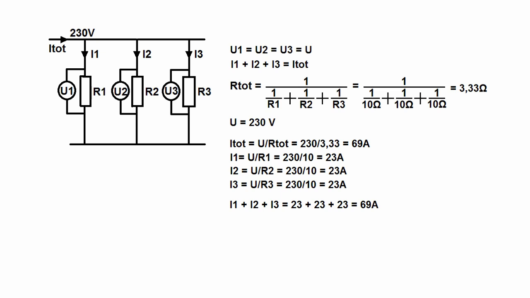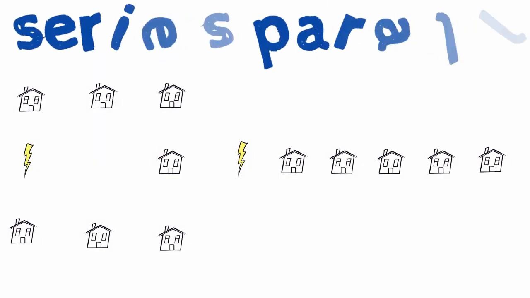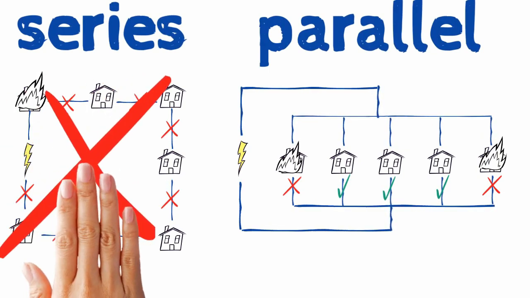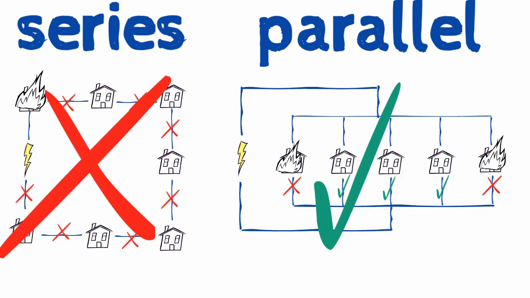Now that we have seen the operation of the series and parallel circuits, we can deduce that our houses are connected in parallel, because the voltage never changes. Then, if a house had a problem, all other houses would no longer be powered. This is the advantage of the parallel. If a house has a problem, the others will always be supplied with electricity.